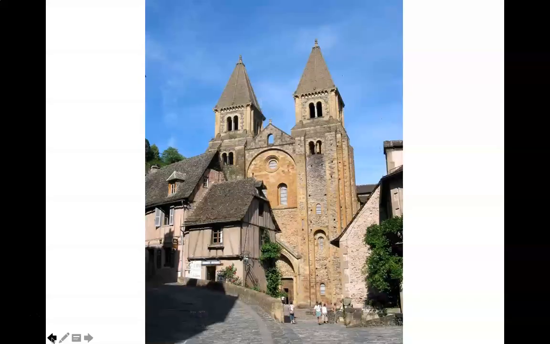All right, let's get to Romanesque. Romanesque church, first of all, the term was meant to be negative. It was meant to be derogatory. And generally with Romanesque churches, they're very heavy. And what do I mean by that?